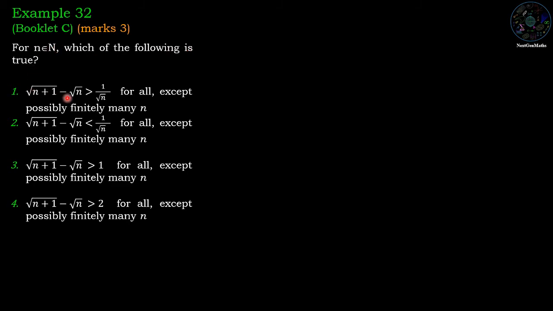First option: square root of n plus 1 minus square root of n is greater than 1 upon square root of n for all except possibly finitely many n. Second option: square root of n plus 1 minus square root of n is less than 1 upon square root of n. Third option: square root of n plus 1 minus square root of n is greater than 1. And the fourth option: square root of n plus 1 minus square root of n is greater than 2.